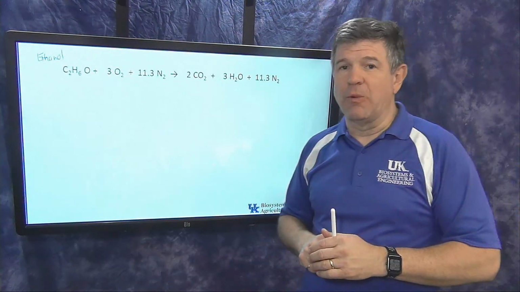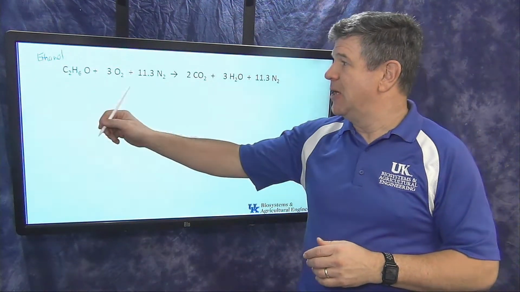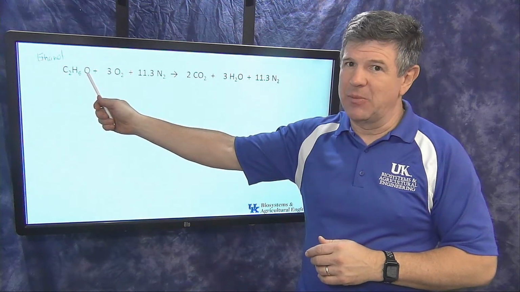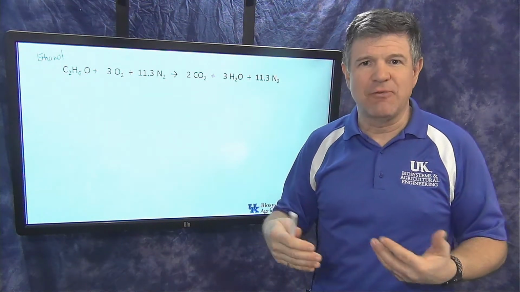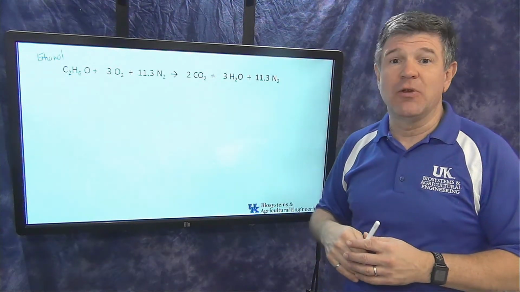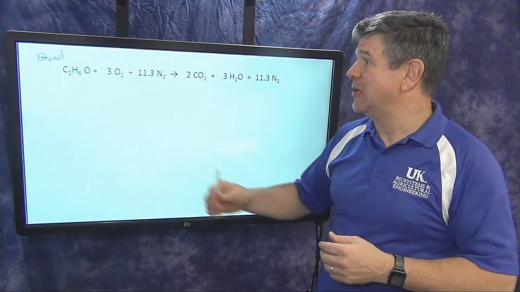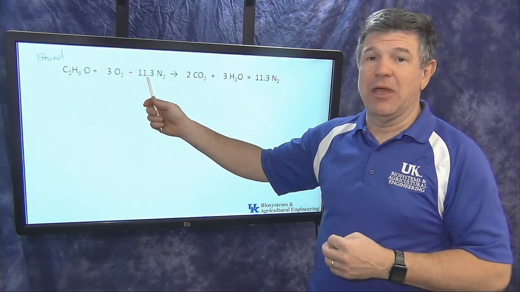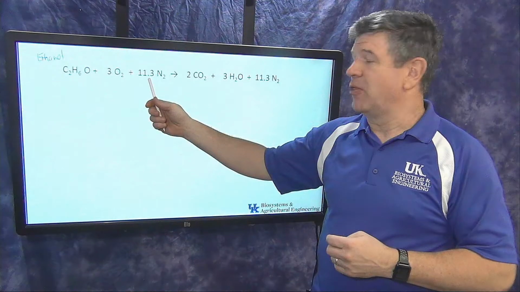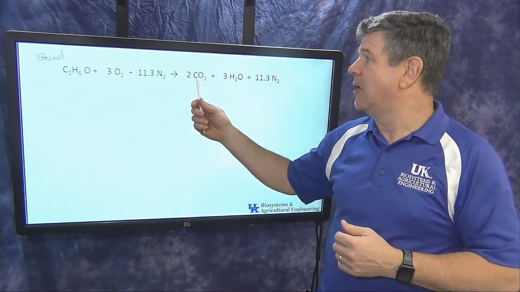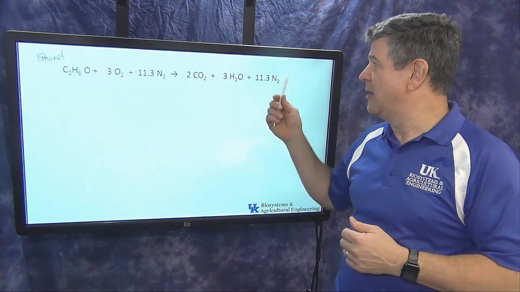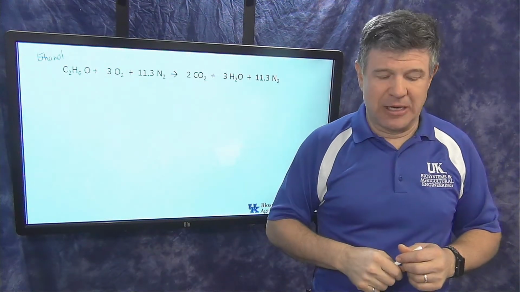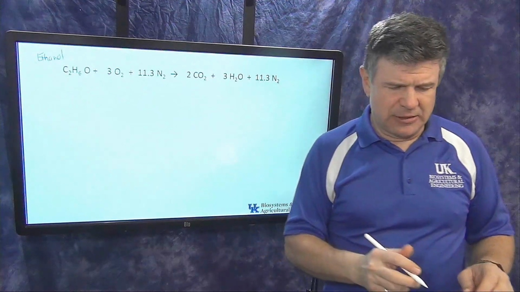So ethanol, and when we balanced out that equation, our ethanol molecule was C2H6O, and it had an oxygen in it. So that's going to be a little bit different. This is an oxygenated fuel. When we talk about oxygenated fuels, it's got an oxygen in it, so that makes it oxygenated. We needed, along with that, 3 oxygen molecules. That means 11.3 nitrogen molecules are going to be tagging along. We end up with 2 carbon dioxides, 3 waters, and those nitrogens coming out the exhaust on the backside of the engine. Let's calculate the air-fuel ratio.